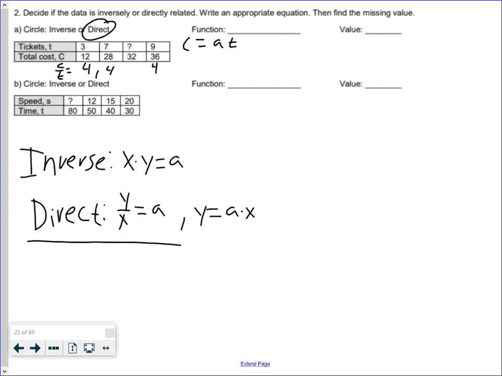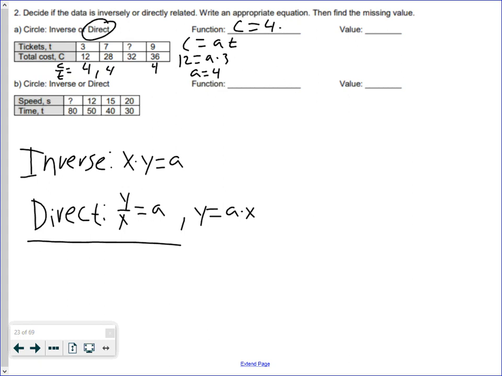Or in other words, y equals a times x. We're just using different variables. And we're going to plug in one pairing that we have to figure out our a. So when c is 12, we have some a value times our t of 3, so our a is 4. So our function is the total cost will equal 4 times your t. Or in other words, each ticket costs $4.